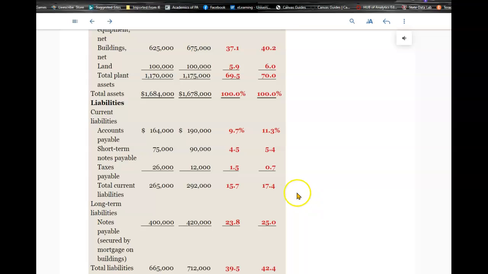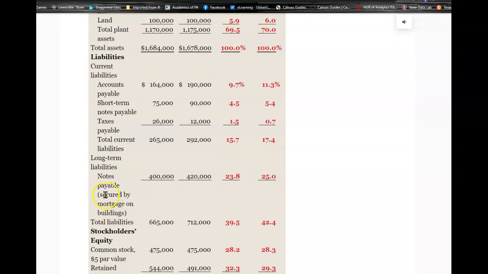And also when you look at their long-term liabilities, they do have some long-term notes here. And so they have notes payable secured on mortgage of the buildings. So that's the extent of their long-term debt. And then their current liabilities. Accounts payable is down as a percentage of total assets. Short-term notes payable is down as a percentage of total, and taxes payable is up a little bit.